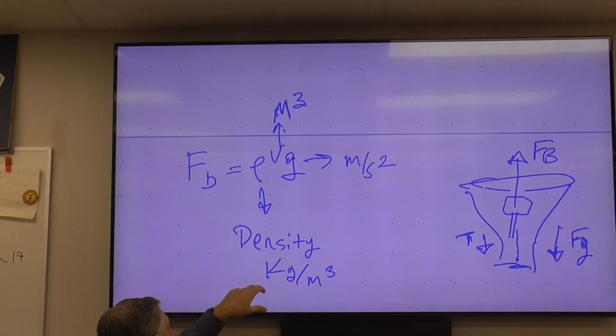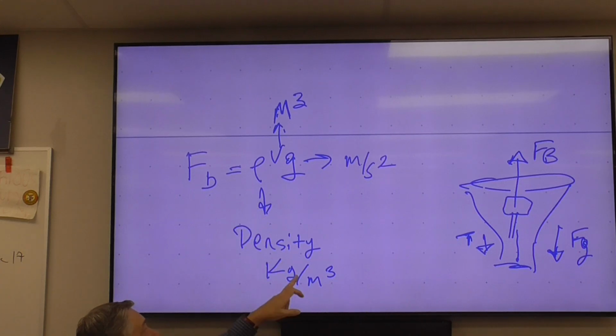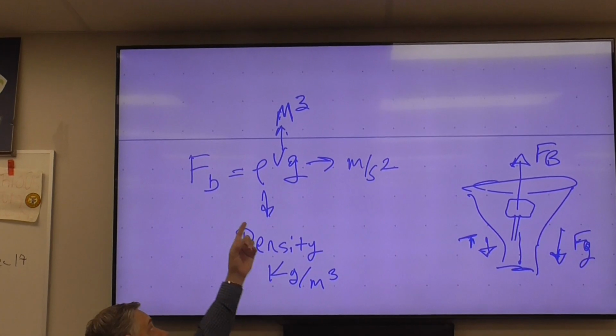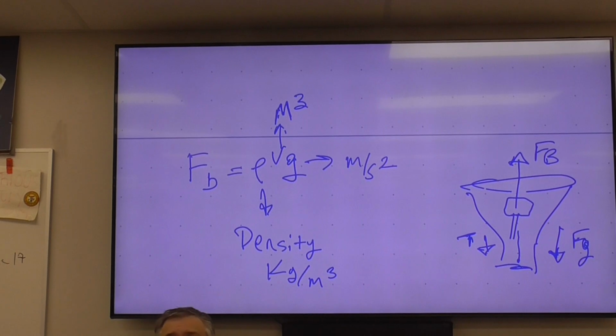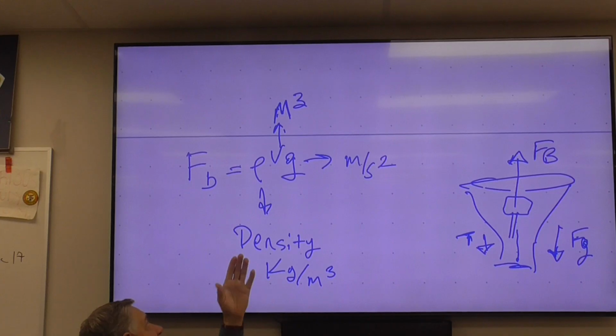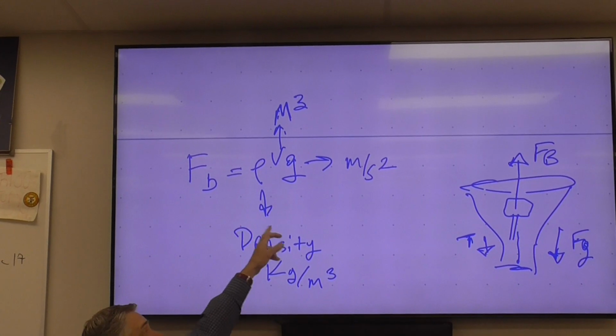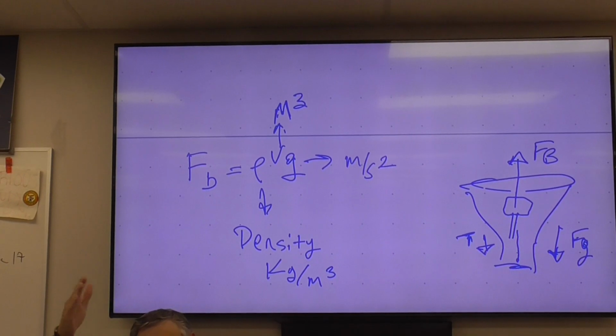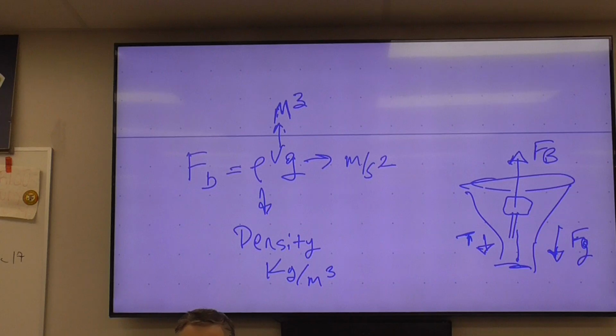If you look at the units, density is in kilograms per cubic meter, and volume has to be in cubic meters. If I take density times volume, what am I going to get? Just kilograms, mass. Then we take mass and multiply that by g and get force in newtons. So this is why buoyancy works out: it's just rho V g. Rho V is just mass, mass times g, boom, there you go.